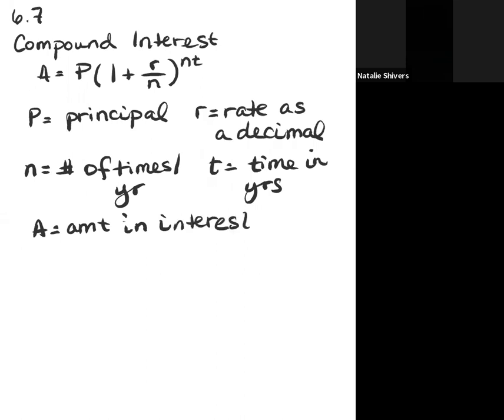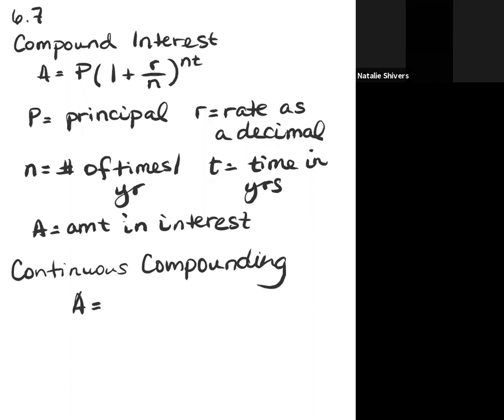Okay, there is one other one that you would need to know, and it's for continuous compounding. This is the optimal way to get your money, and it's a much easier formula. A equals P e to the rt, here's our friend e again. Okay, P is principal still, r is rate still, t is still time. So we're going to do some problems.